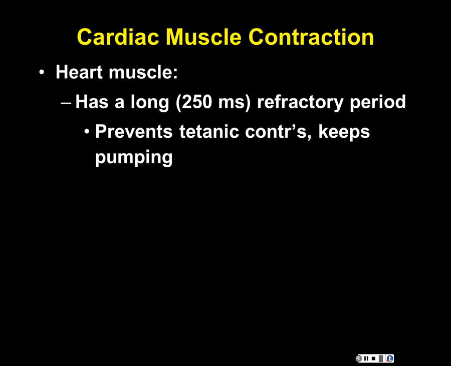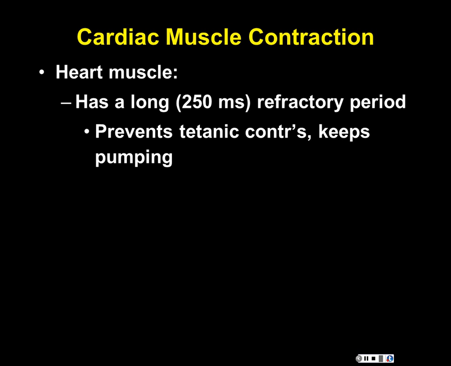What do you think the word tetanus makes you think about, the symptoms of the disease, if you have it? Locked up, seized up, right? Would it be a good idea if we could lock up the cardiac muscle? No. Tetanic contractions are okay in, say, skeletal muscle.